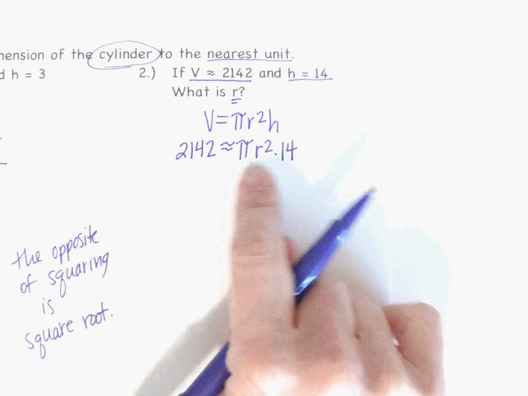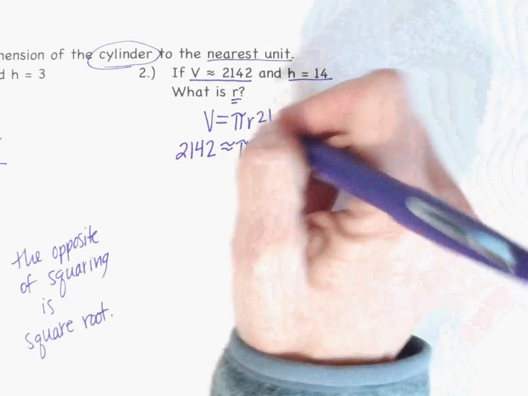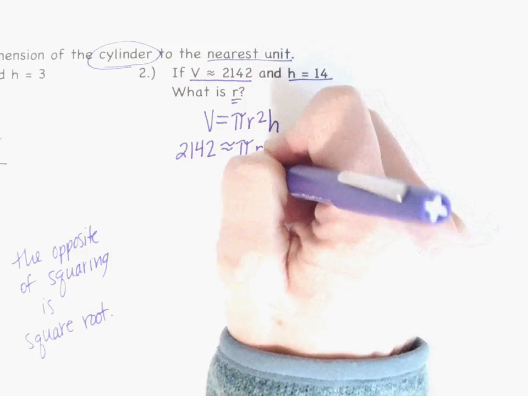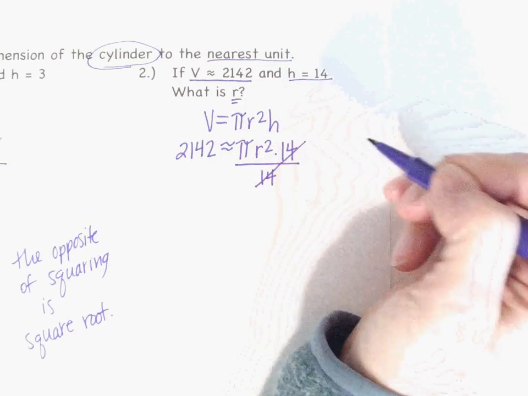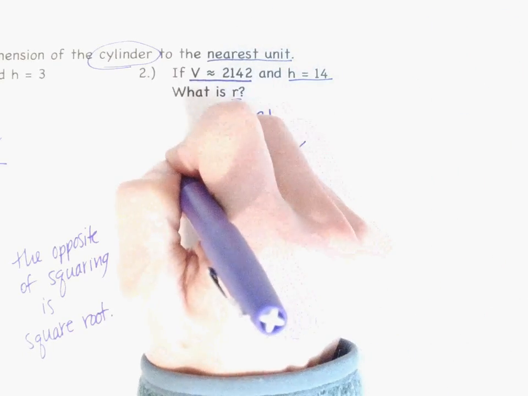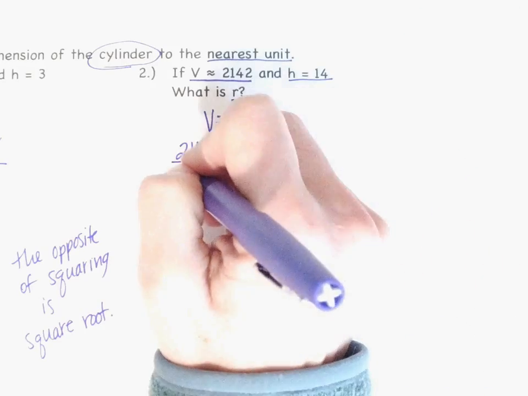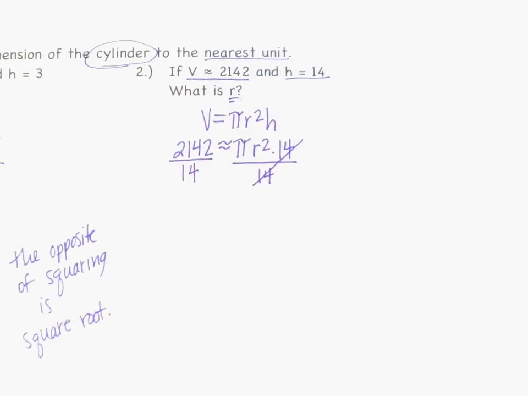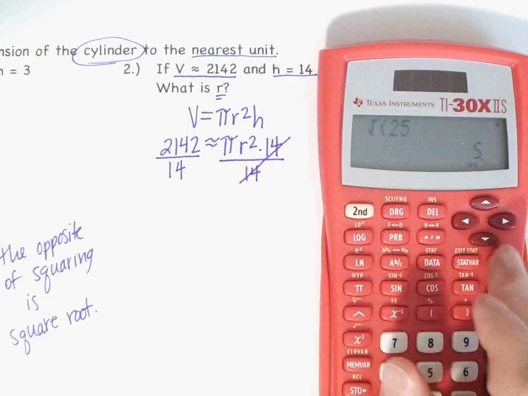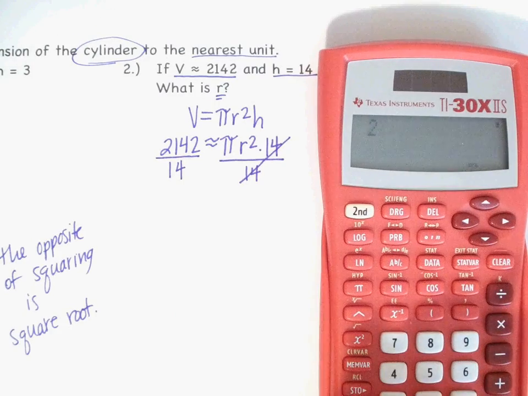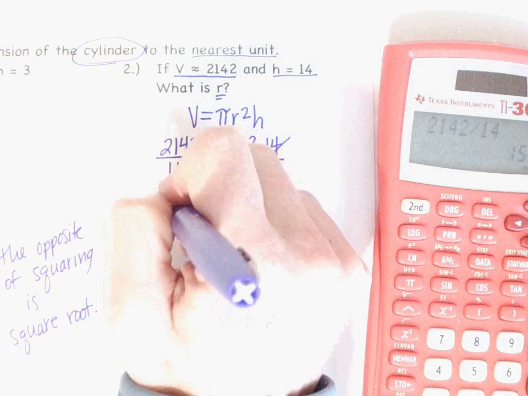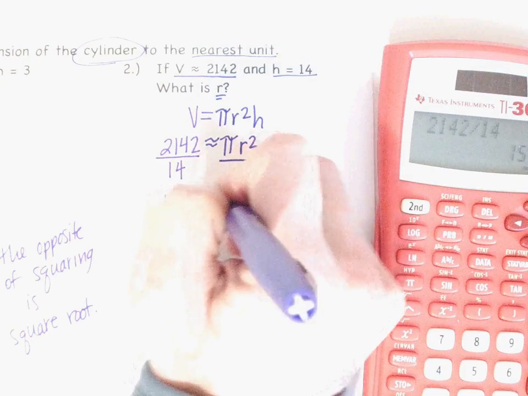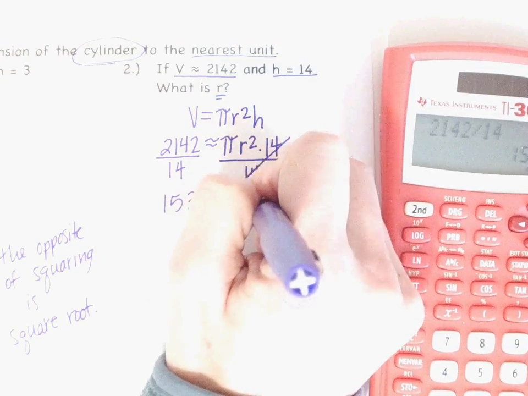So if I have times 14, we're going to do the opposite, the inverse, which is to divide. 14 divided by 14 is 1. So in essence, it does cancel. And remember, properties of equality. If I do it to one side, I have to do it to the other. And so let's go ahead and calculate that. 2,142 divided by 14, okay, 153. So I'll copy that down. 153 is equal to about pi R squared.